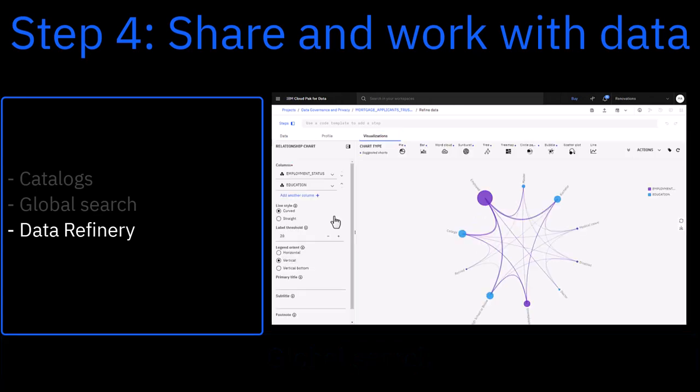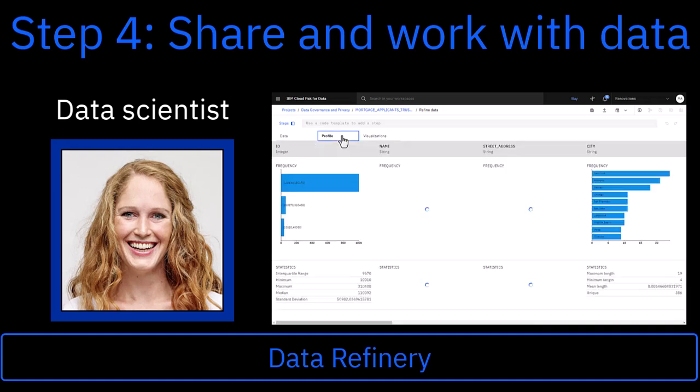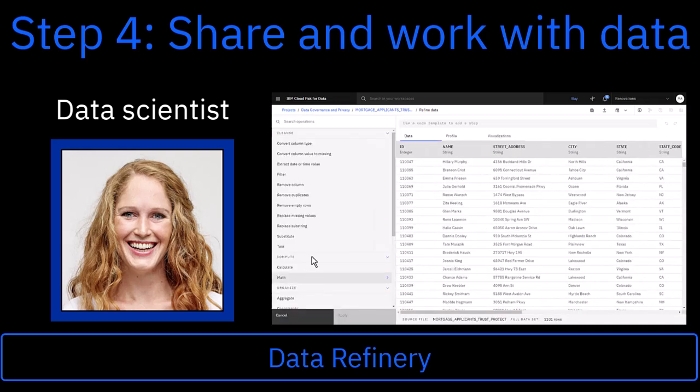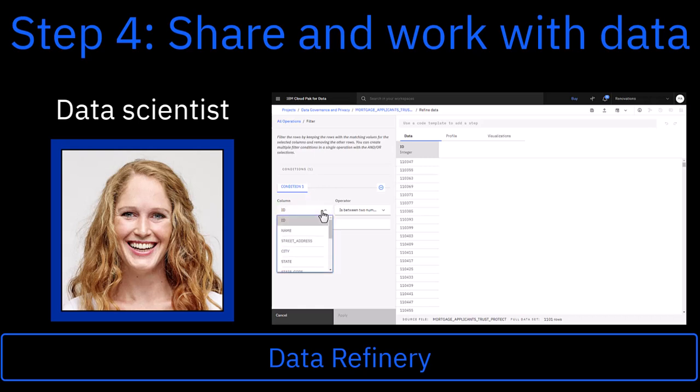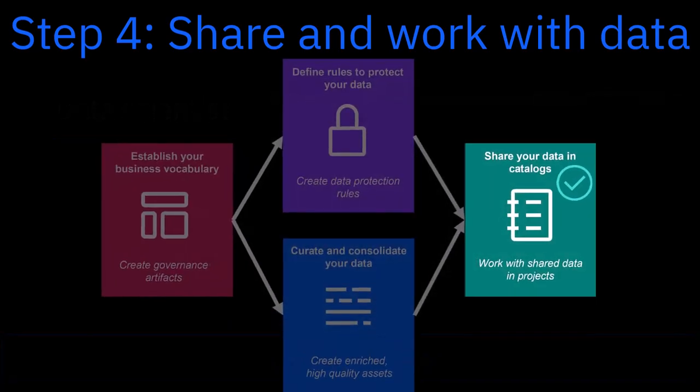Your data scientists can use Data Refinery to cleanse data, to fix or remove data that is incorrect, incomplete, improperly formatted, or duplicated. They can shape and customize data by filtering, sorting, combining, or removing columns. In their project, Golden Bank's data scientists can use Data Refinery to refine the data to prepare it for training a model. This is how your team can share and work with data in Cloud Pak for Data.